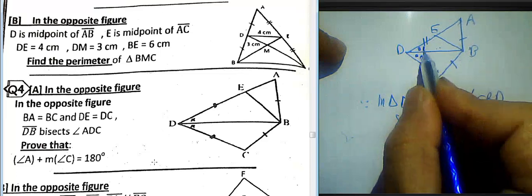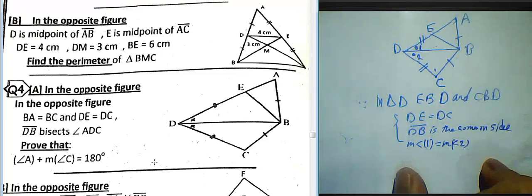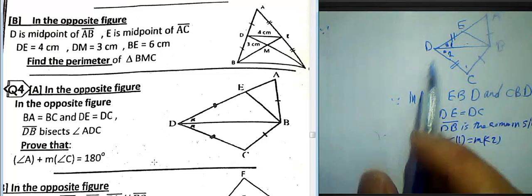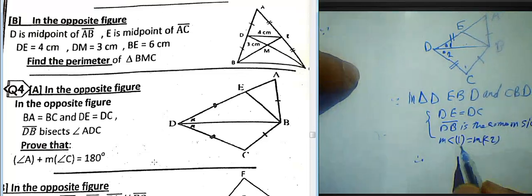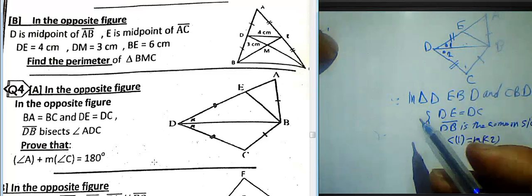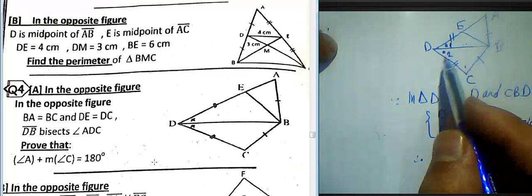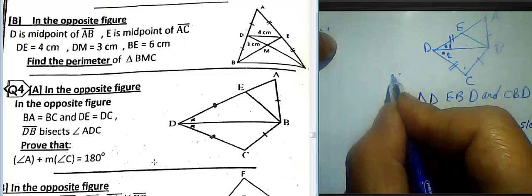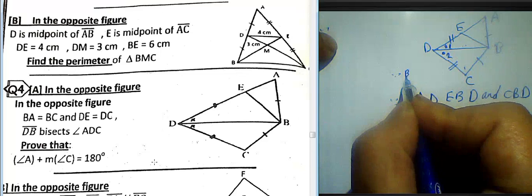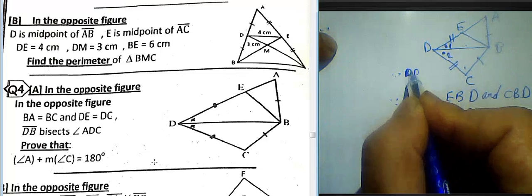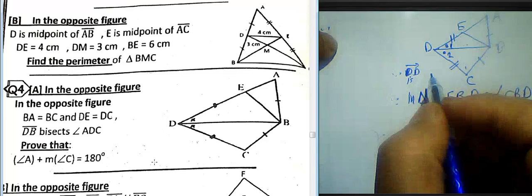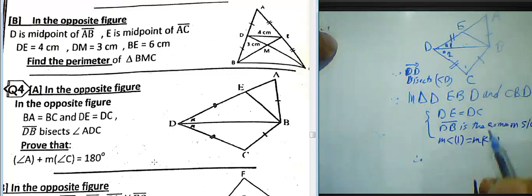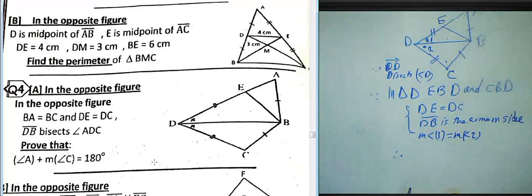I called them angle 1 and angle 2. To write it in simplest form: if the measure of angle 1 equals the measure of angle 2, then the triangles are congruent. Why is the measure of angle 1 equal to the measure of angle 2? Because BD bisects angle D, so the ray DB bisects angle D, and the measure of angle 1 equals the measure of angle 2.